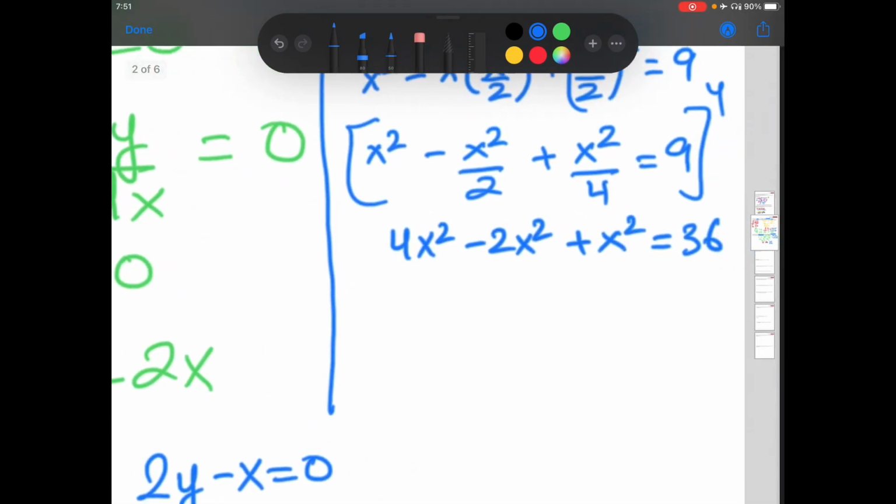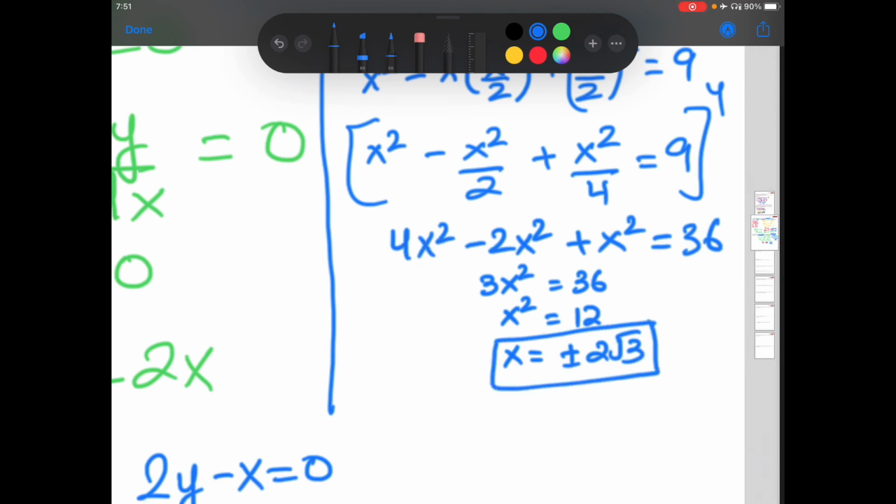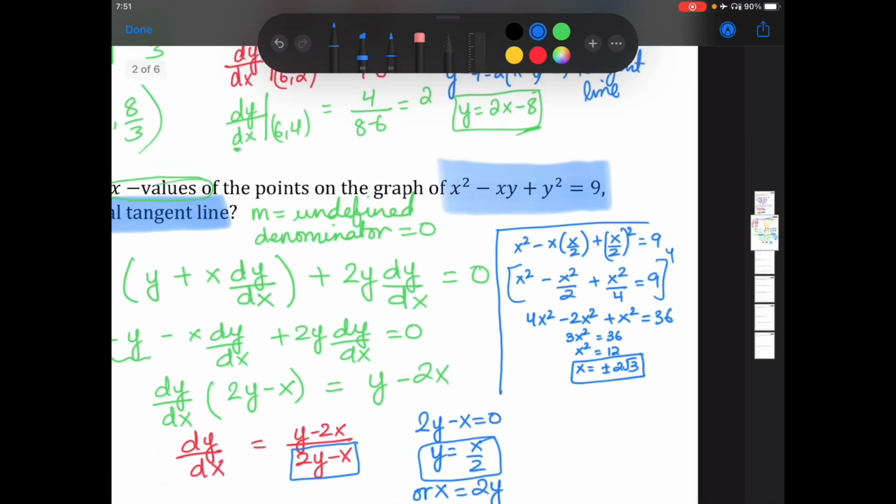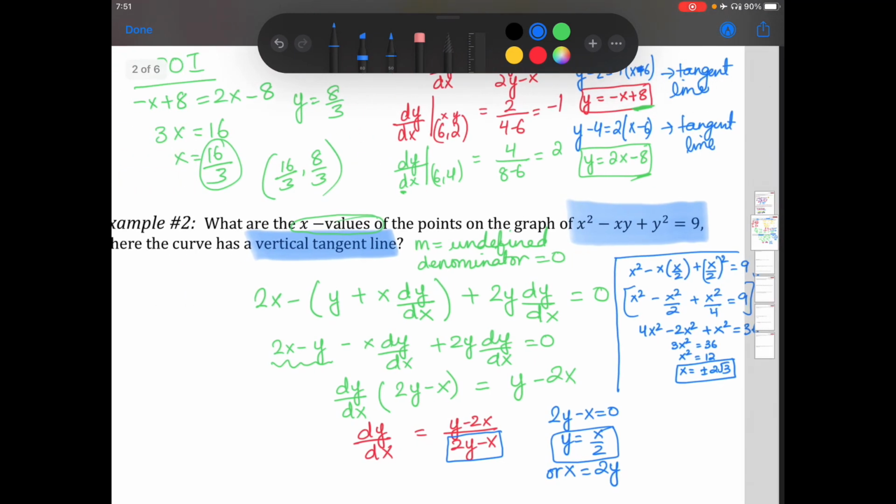And then add these up. I get 3x squared equals 36. x squared is equal to 12. So x is equal to plus and minus 2 root 3. So that is my answer. So that's what it asked me. It said, what are the x values? So the x values are plus or minus 2 root 3. You can find y also by substituting in y if it asked you for the points, but it's not asking you for the point, it just asked for the x value, right?